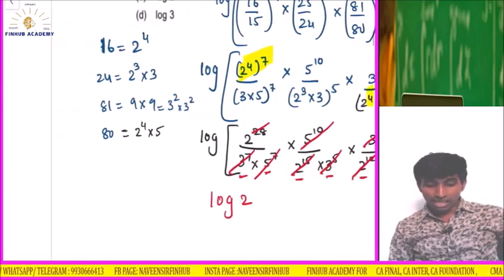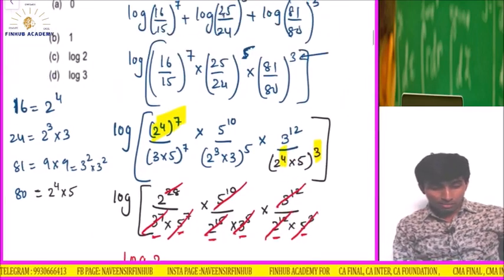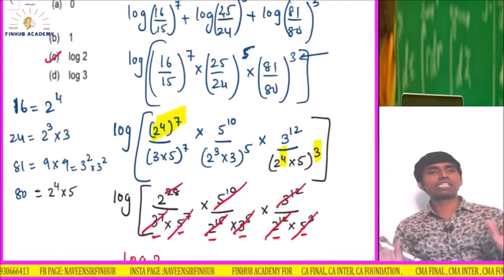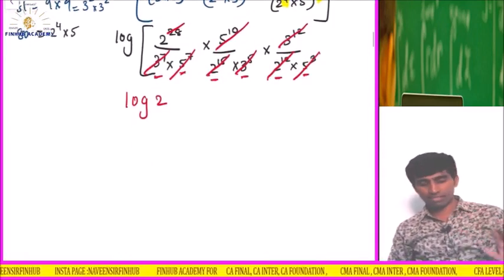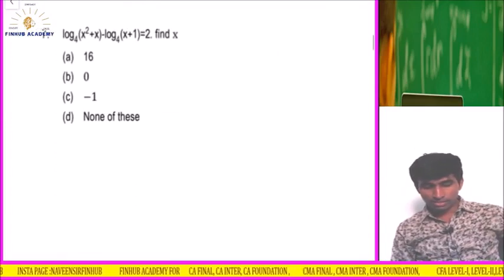Check the answer. I am not checking the answers they have given, but you can cross verify. Whatever we have solved is correct. Okay, fine. So very easy, calculative but very easy. Okay, let's move to this one. 7th. Next.